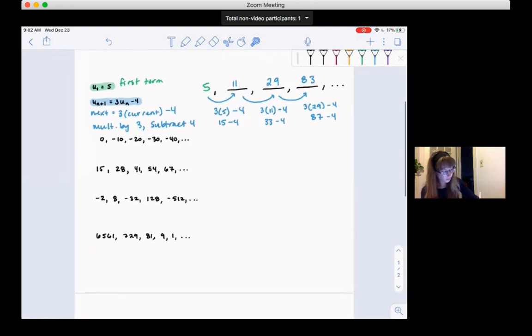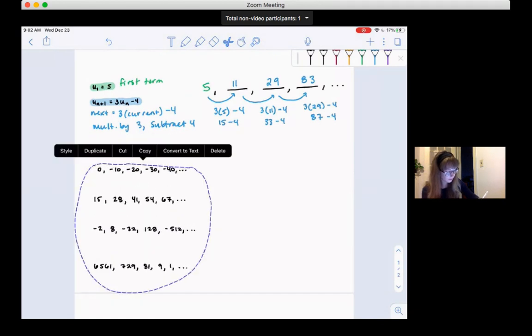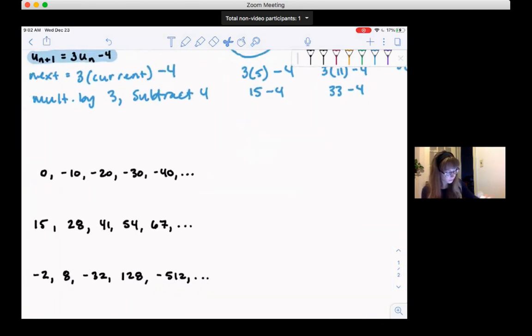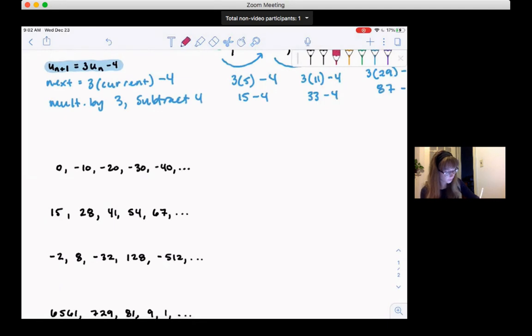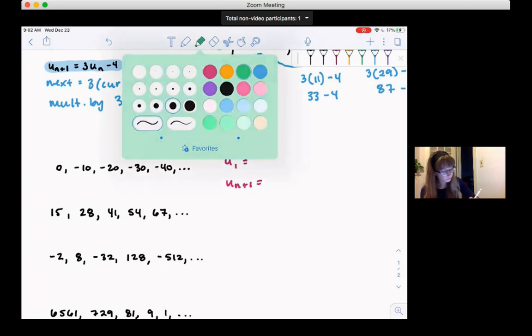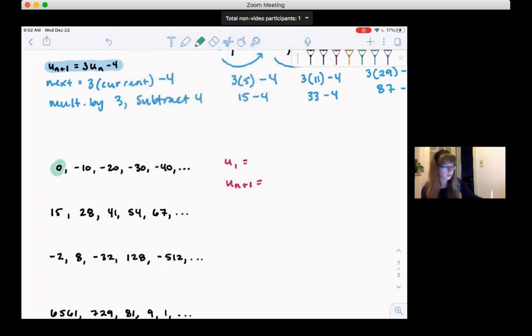Now we're going to practice going from a sequence to a formula. So we know that our recursive formulas always have two parts. We need U1, and then we need a rule for UN plus 1. The first term and a rule for the next. So U1, that's easy. We just find the first number in the sequence. So in this case, U1 is 0.